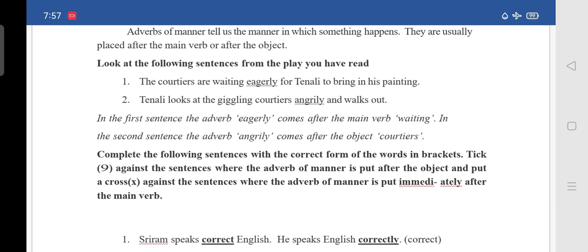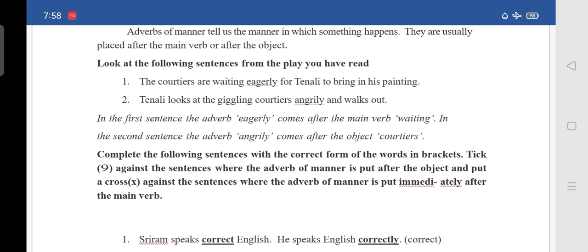The courtiers are waiting eagerly for Tenali to bring in his painting. Tenali looks at the giggling courtiers angrily and walks out. In the first sentence, the adverb "eagerly" comes after the main verb "waiting." In the second sentence, the adverb "angrily" comes after the object "courtiers."